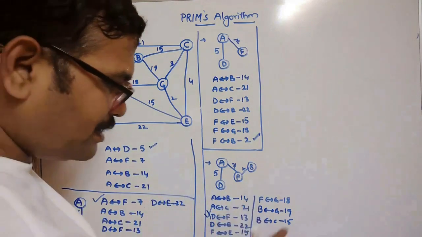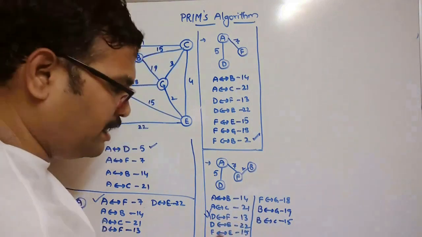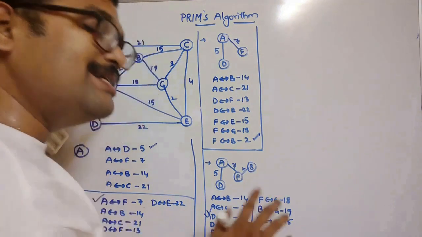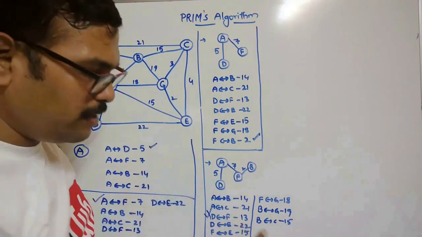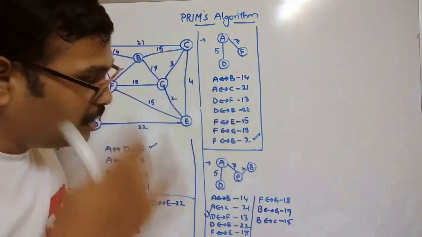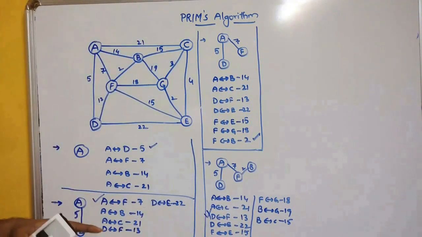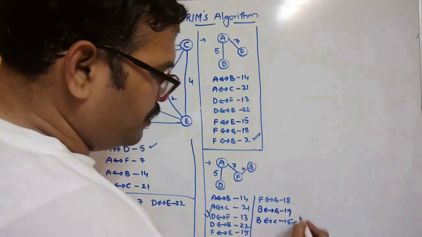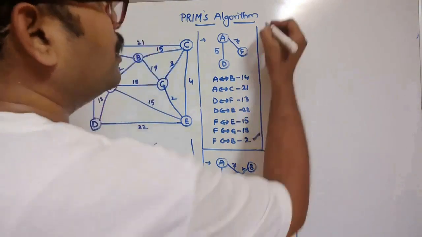Next least. There are two edges which are having the next least cost: F to E or B to C. In such cases, you can consider any edge. Here we are having two edges with the minimum cost. You can consider any edge. So I will consider B to C.